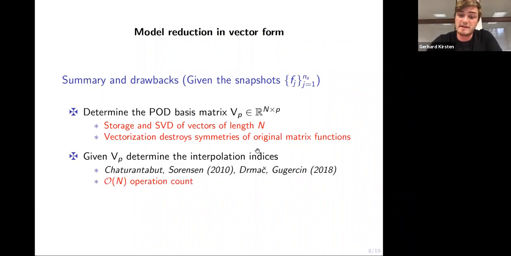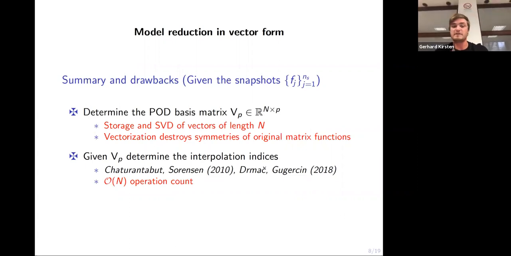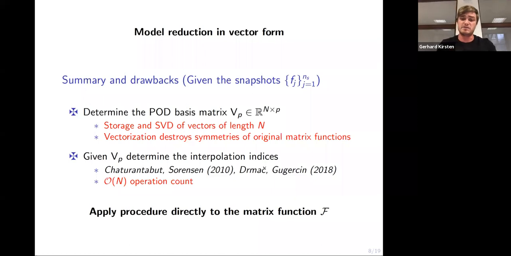Next, to determine the interpolation indices, I won't go into detail, but given this matrix V_p, in the original paper by Chaturantabut and Sorensen, they use a greedy method based on minimizing the residual to determine the interpolation indices. And then recently, Drmač and Gugercin have shown that it can also be done by taking a pivoted QR factorization of the matrix V_p transposed. Either way, both of these have an order capital N operation count, which is also rather expensive depending on the size N. So we were thinking one way to approach all these drawbacks is: why not apply a similar procedure directly to the matrix functions F without having to vectorize?